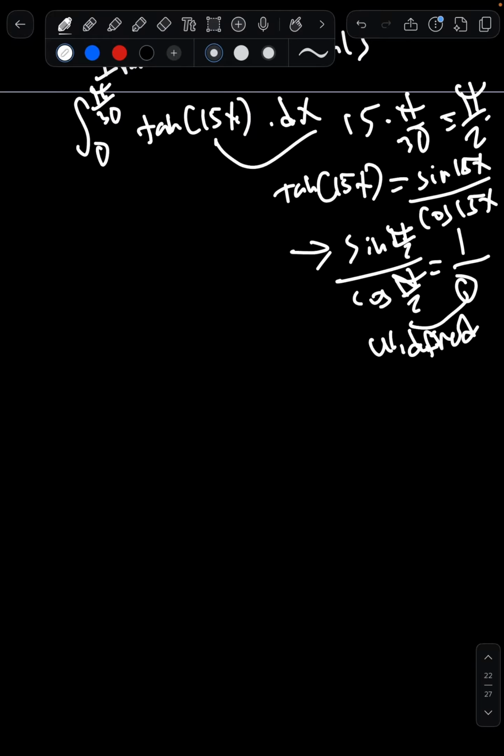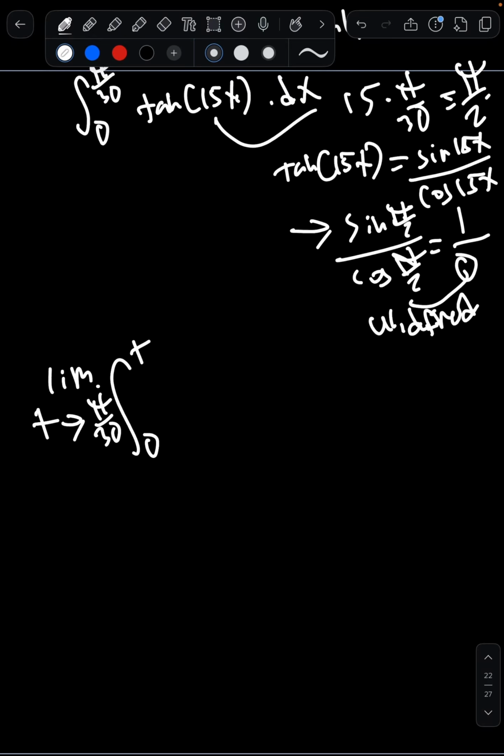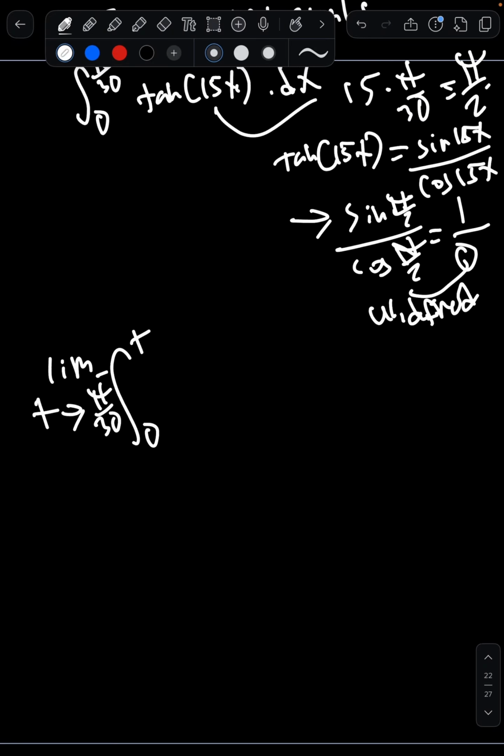So we have to take the limit as a variable. Let's say t approaches pi over 30. I'll put t there. And note that pi over 30 is approaching from the left-hand side because we're going from 0 to pi over 30. The only values that we can get are going to be from 0 to pi over 30. So we're going from the left-hand side, not the right-hand side. If we were going from the right-hand side, we'd be at values above pi over 30, but we want values that are in the integral from 0 to pi over 30. So let's rewrite this.